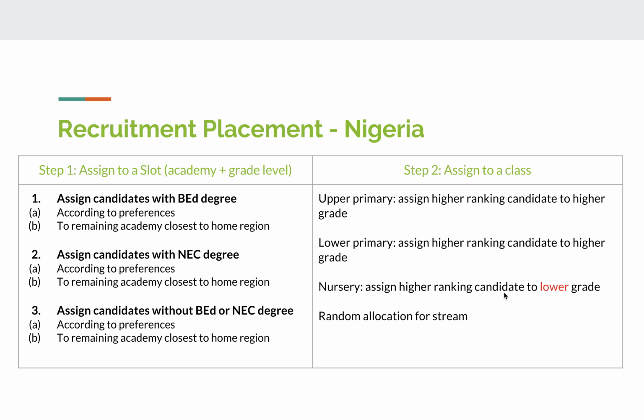Okay, then the difference here in nursery is that Stacey observes that it's better if we assign a higher ranking candidate to a lower grade, because the lower grades actually need more skills for the teacher to become a better teacher. So this is different, whereas for the other countries, we are allocating to a higher grade. So we can also think about, do we want to consolidate that? Should we be doing this for the other countries, or is it okay that we leave Nigeria to be different here?